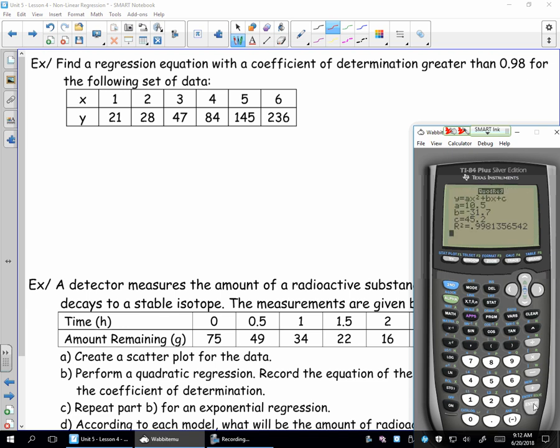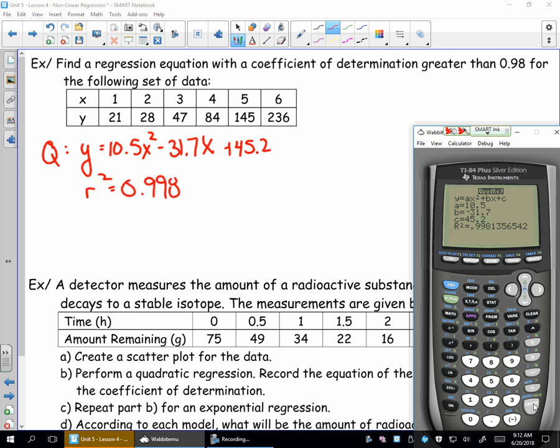Okay, if I did a quadratic regression, what do I get? Oh, I get an r² of 0.998. That's pretty close to 1, right? That's better than 0.98. So my equation would be y equals a, just 10.5 x², b, 31.7, and c, and my r² value was 0.998. Pretty good.